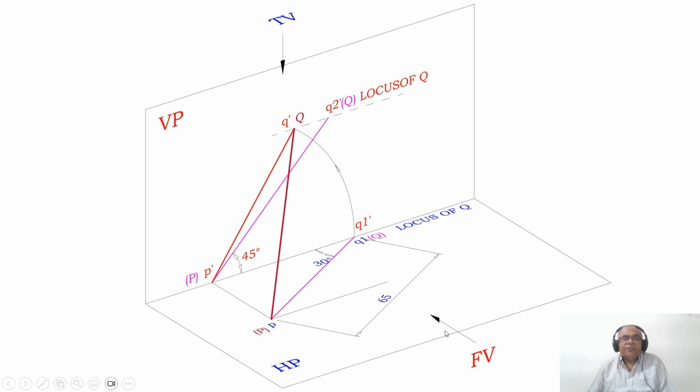When you look from the front view, that image will fall here, P dash Q dash. So P dash is on HP and Q dash will be on VP. So P is on HP and Q will be on VP. This is how we get the front view location of the line where one end is in HP and the other end is in VP.